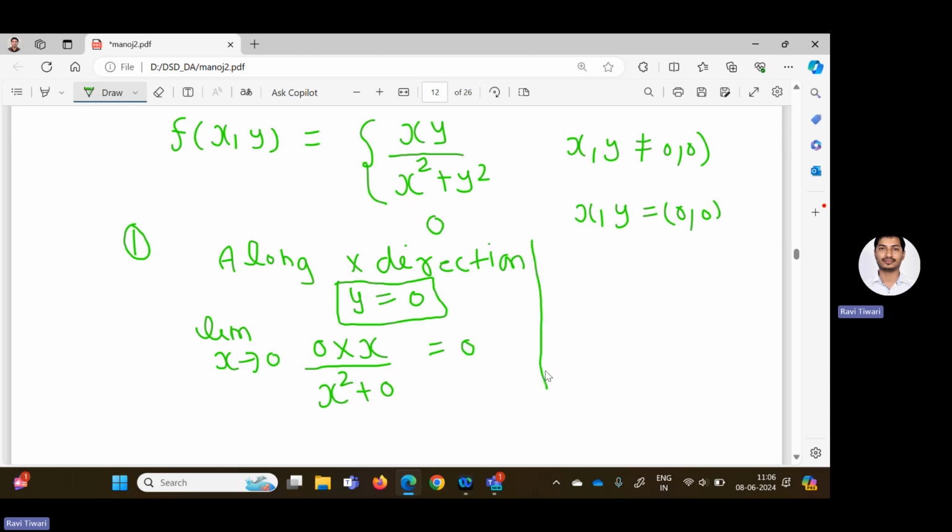Similarly, we have taken the limit along the x direction. Now let me take the path along the y direction. Along the y direction, x will be completely 0. So you will get the limit as y tending to 0.